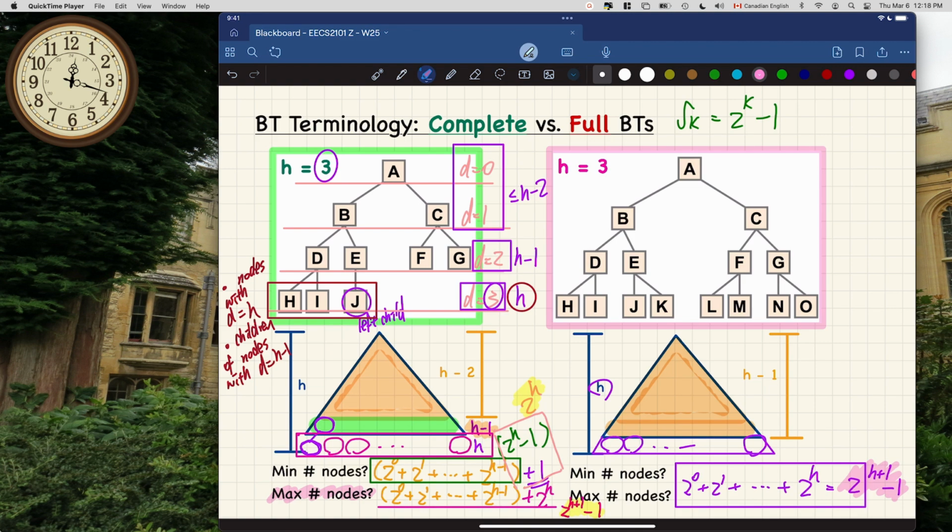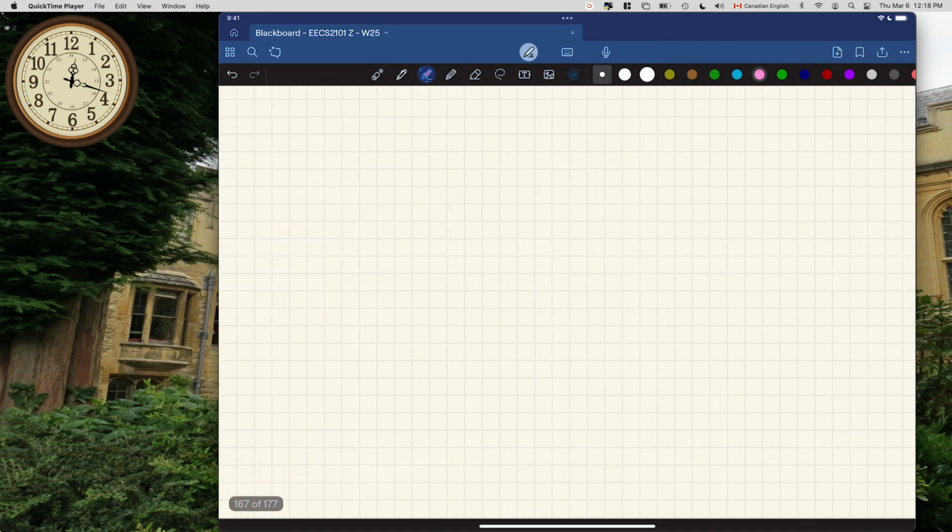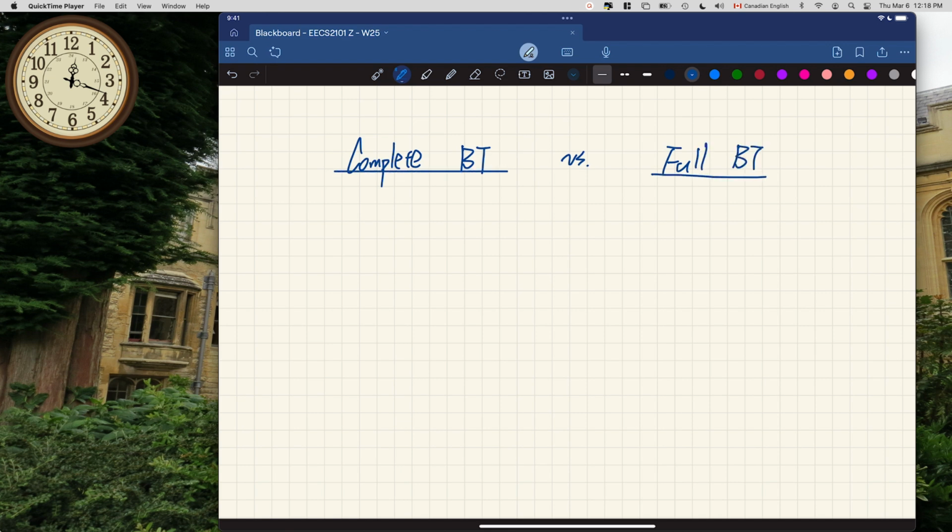Okay, let me do one more summary for you. You've got to digest the definition a little bit, right? You still got a week before next Thursday. Hopefully that's enough. All right, let's now summarize complete versus full binary tree. Let's say both of them have the height h. Right here. All right, let's see how they're going to be different.